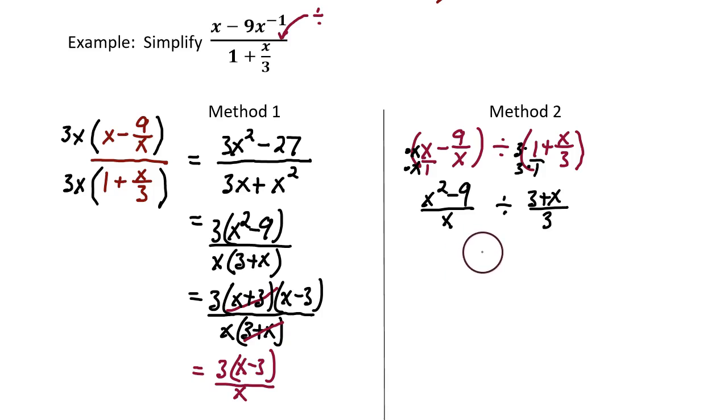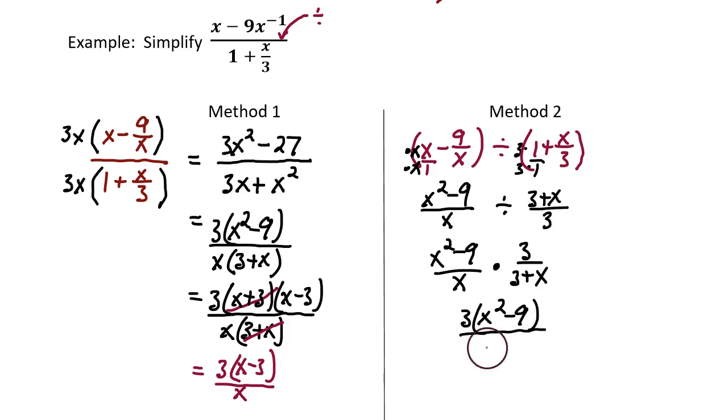Next, apply the definition of division, which allows you to create an equivalent expression but with multiplication in it. X squared minus 9 over x times the reciprocal of that fraction. Now that we have multiplication, let's multiply the numerators and multiply the denominators. The x squared minus 9 will factor.